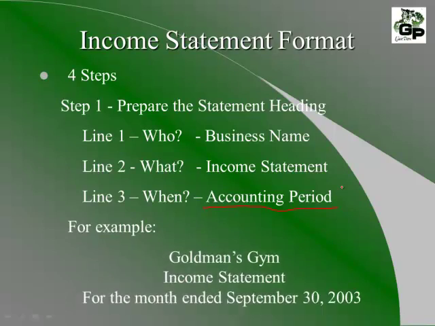Here's an example. Goldman's Gym. That's the who. The what is the income statement. That's the document we're preparing. And here's the really important part. You must use these words: for the month ended, and then you put the date that this accounting period has ended. If you don't include for the month ended, you will lose marks on any of the tests or assignments that we do.